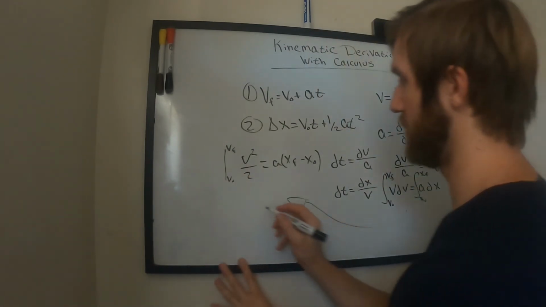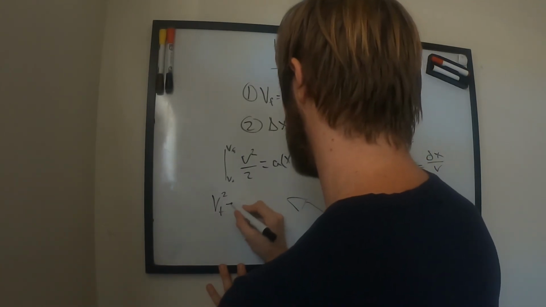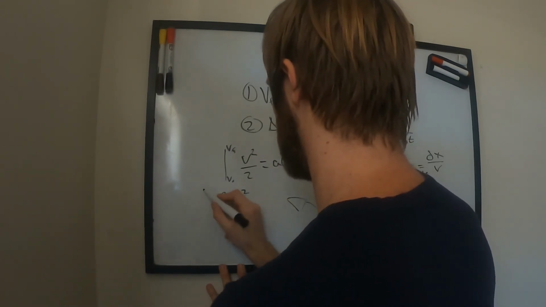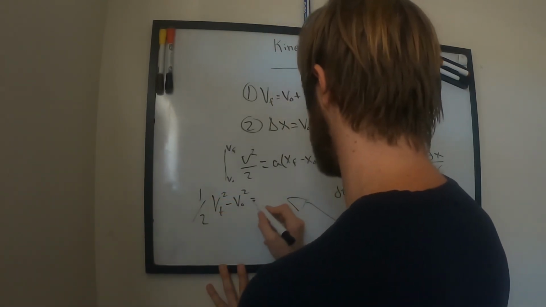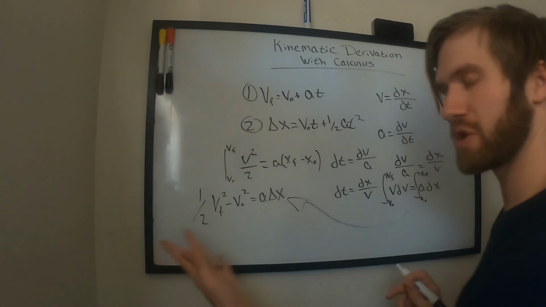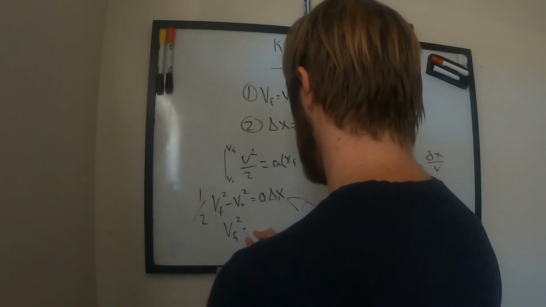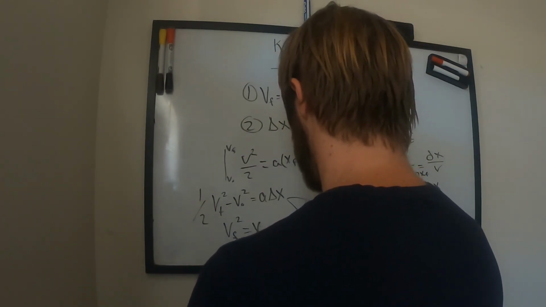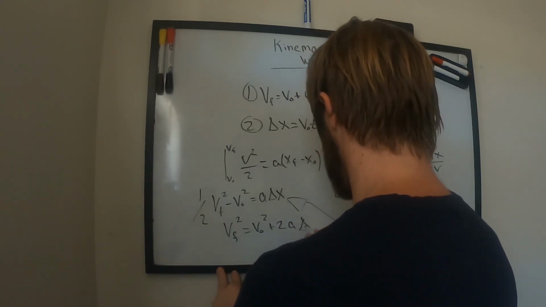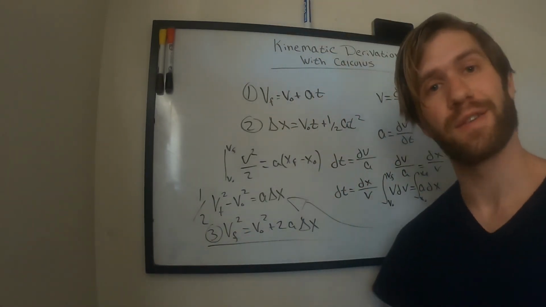Okay, let's carry this out. We're going to have v final squared minus v initial squared, and this is all going to be multiplied by 1/2. And that's going to be equal to a delta x. Now let's just simplify this a little bit. We're going to have our v final squared equal to our v initial squared plus 2a delta x. And there we have it, our time-independent equation right here, yet again.